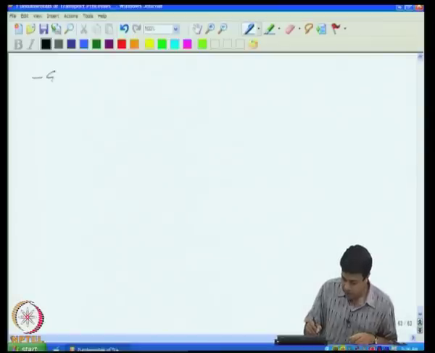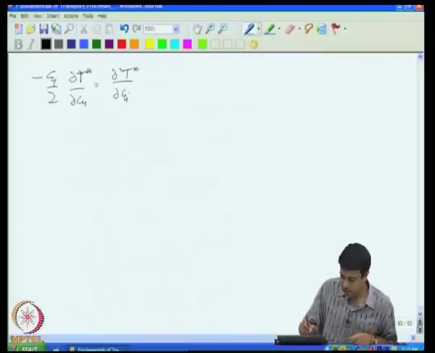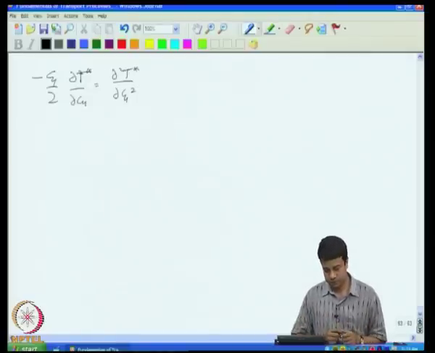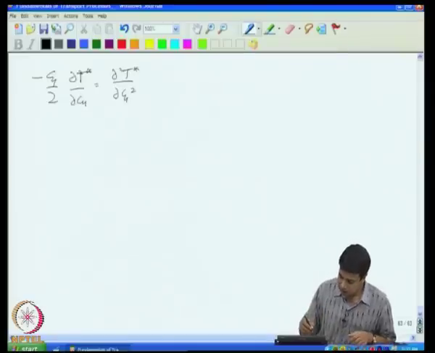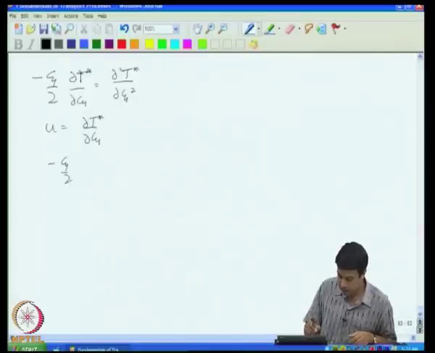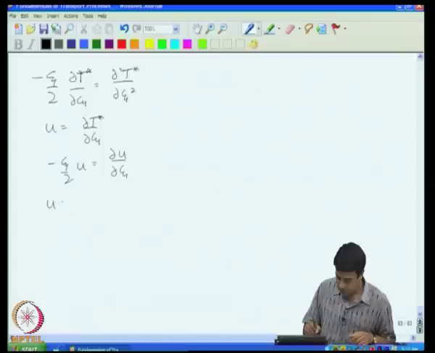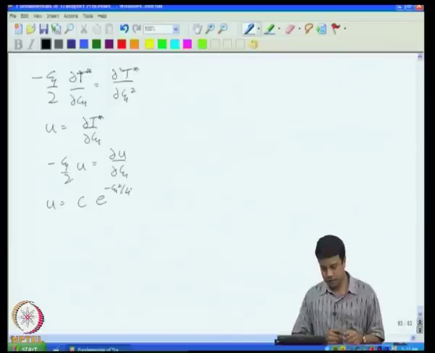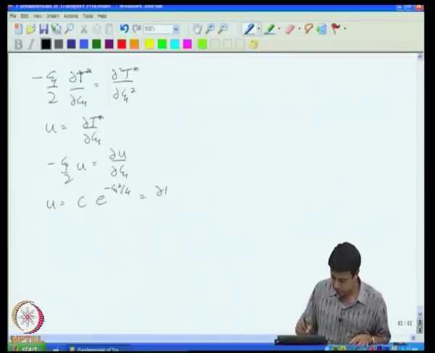So, my equation is minus psi by 2 dt star by d psi is equal to d square t star by d psi square. So, I can solve this now. If I define u is equal to dt star by d psi, then I will get minus psi by 2 u is equal to du by d psi. And u is equal to a constant e power minus psi square by 4. And this is equal to dt by d psi.